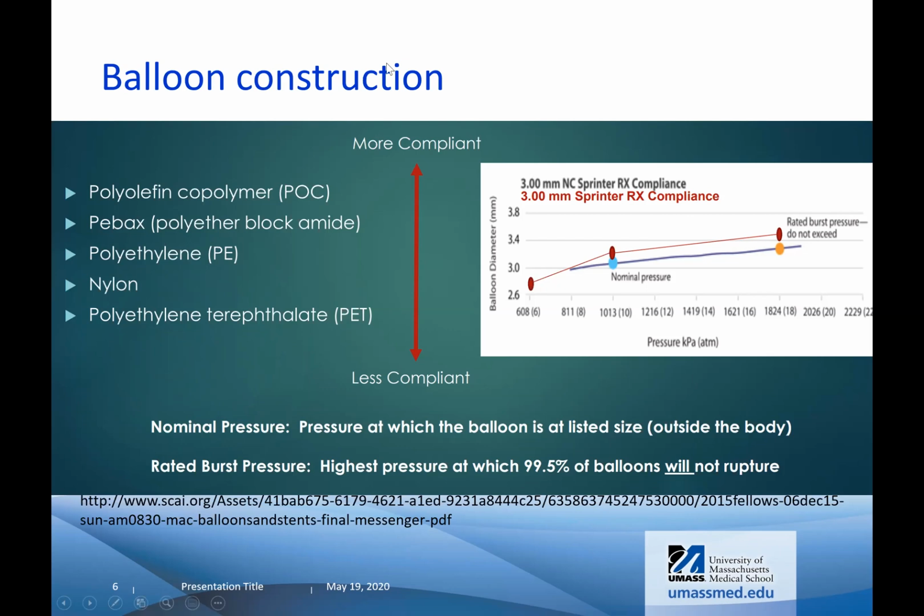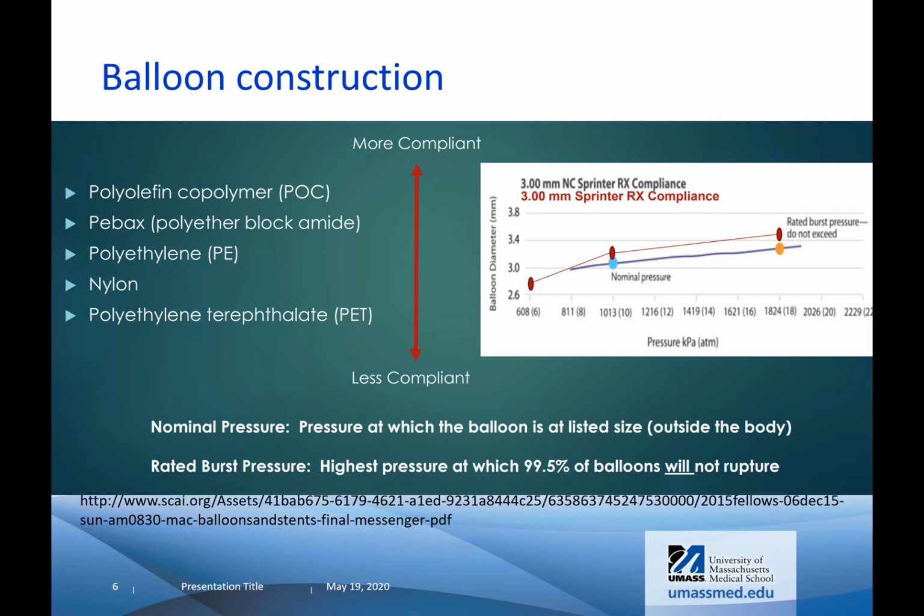And the other thing that is marked on it is the rated burst pressure, which is the highest pressure at which 99.5% of the balloons will not rupture. Okay, but 0.5% of balloons will rupture. And you will see some of us going up higher than the burst pressure. Usually the burst pressure is around 18 atmospheres or 20 atmospheres.